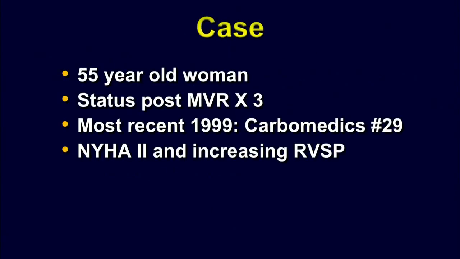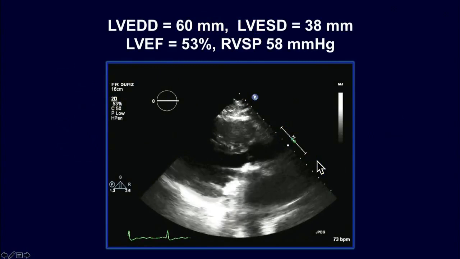I begin with the case of a 55-year-old woman, status post mitral valve replacement. She had 3 mitral valve replacements. Most recent was in 1999, where she had a mechanical mitral prosthesis. She's now NYHA functional class 2 with an increase in her right ventricular systolic pressure.